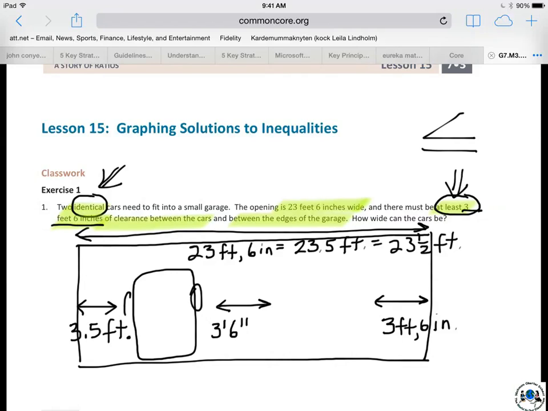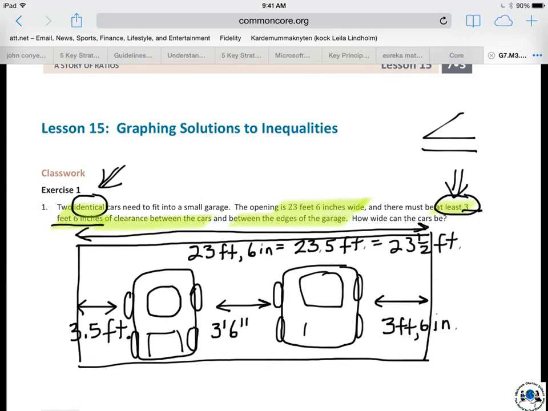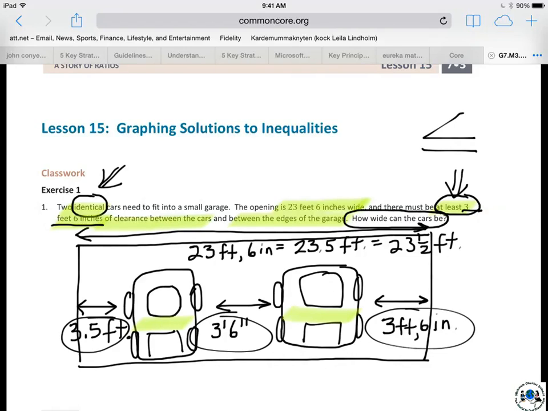Here's my very lame drawing of cars, just to show you that these little cars need to fit. And they are identical. I know they won't look identical at the end of this, but they are indeed identical in our problem. And we're trying to find out how wide can those cars be. That is our task right now.